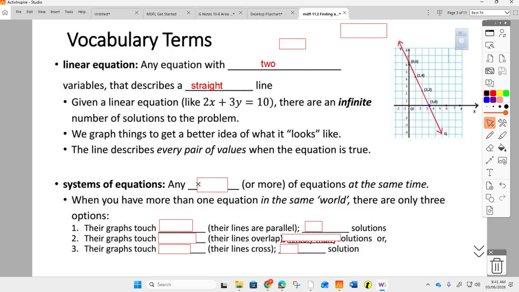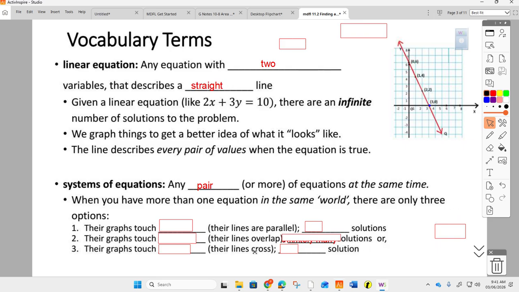A system of equations is any pair, and it could be more. We're only going to work with 2 equations at the same time. When you have more than one equation in the same world, there are only 3 options. So a system of equations, remember, is 2 linear equations where the x and the y value in that system have to be the same value. We don't know what it is. We know it's the x and y, and we know if it's in that same world, then it would be the same value.